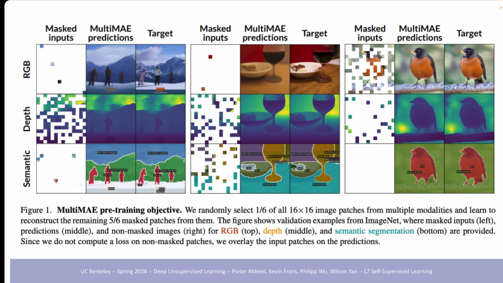Multi-MAE. So what they did here is they said, why just one modality? Why not multiple modalities? And you can have different kinds of mask-out ratios for different modalities, different combinations of ratios, and then you can learn to fill in other modalities. Maybe you have RGB as always, then you have depth, maybe you have semantics.